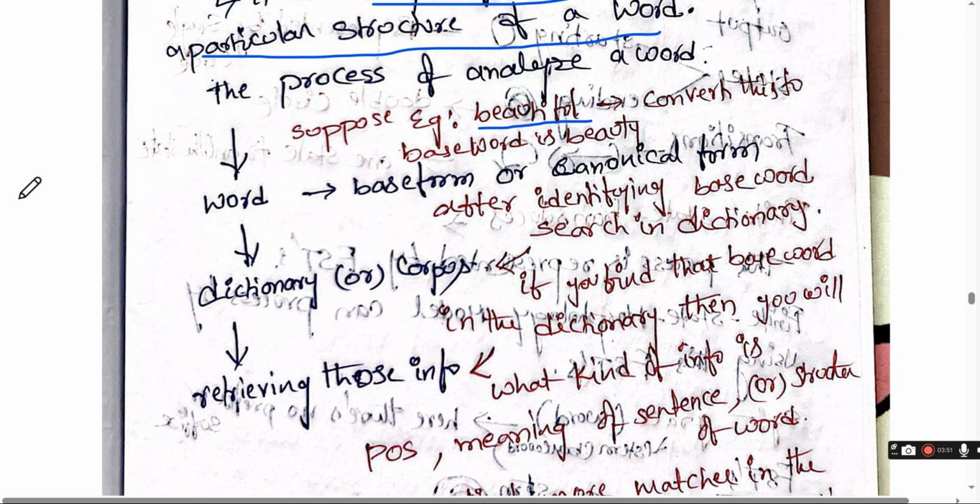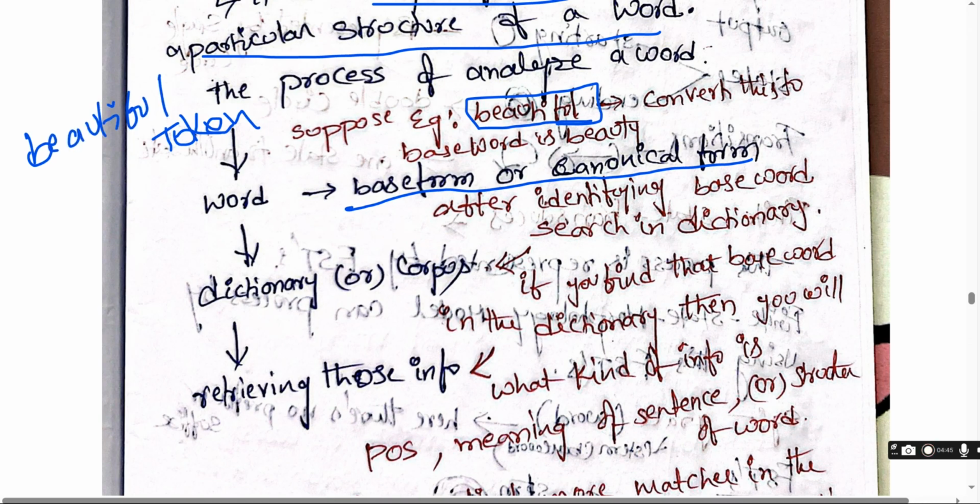Beautiful is one word. How will we form this word, and how will we retrieve the information based on this word? First, we convert the chosen input word into the canonical form or base form. That means we need to find the root word of the given token. From the token, you need to find out the base form or canonical form of the word. In this simple example we chose, the first token is beautiful.